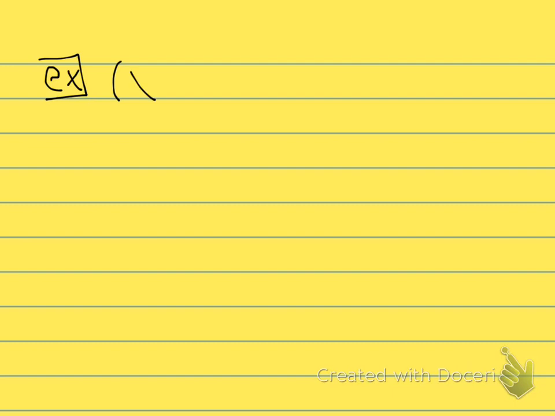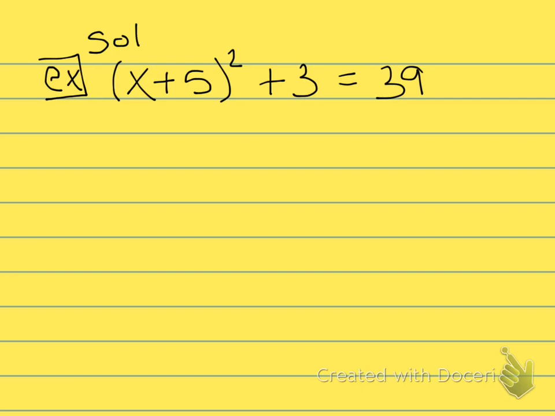If we had something like (x plus 5) squared plus 3 equals 39, and we have to solve it, we're just trying to figure out what values of x would work in this problem, so that when you add x to 5, square it, and add 3 to it, you get 39. Now using the steps we just talked about, let me switch colors so you can see the difference.